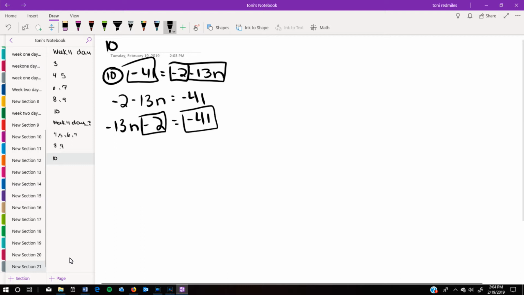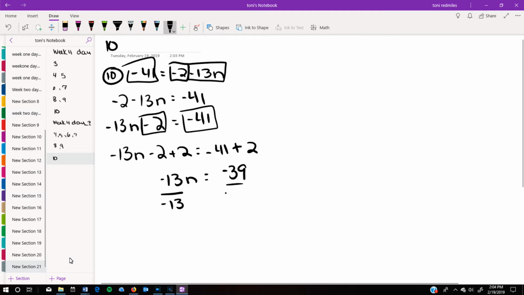Okay, so the 2 is being subtracted from the negative 13n, so I got to add it to both sides. That's going to give me negative 39. The negative 13n, the negative 13 is being multiplied to the n, so I got to divide it on both sides, leaving me just with n. 2 negatives is going to give me a positive answer, and 13 goes in the 39 3 times.